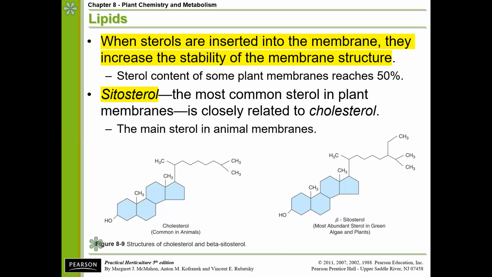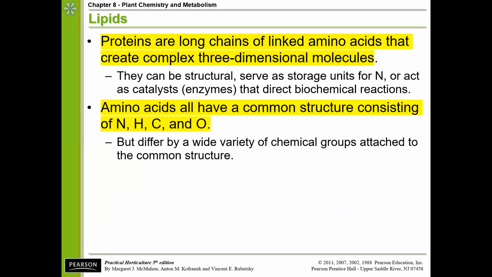Let's talk about the sterols, which are not in plants as cholesterol; we don't have cholesterol. Those are inserted into a membrane of fatty acids. The sterol content of some plant membranes can reach 50%, so half, and is related to cholesterol, which is very similar, except it's sitosterol. All right, so hopefully that explains the lipids.